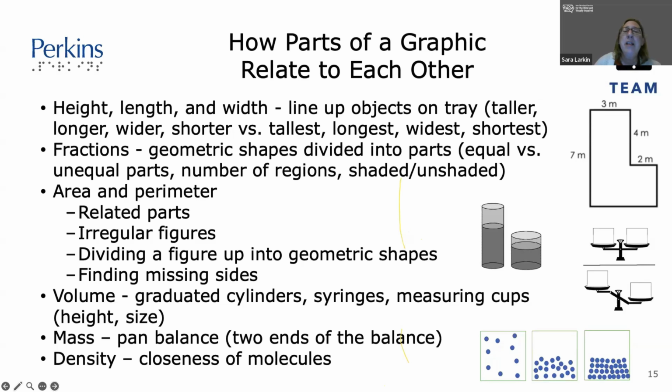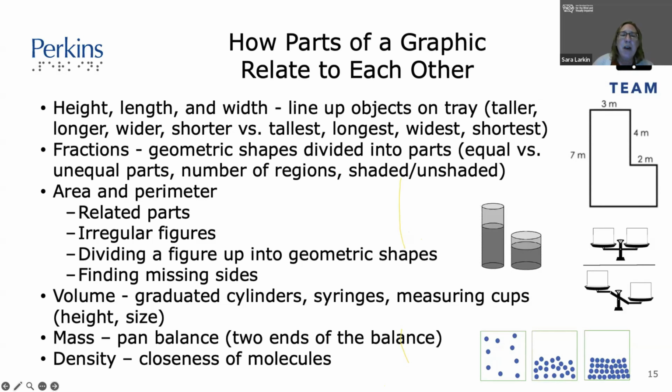If I'm doing the pan balances, the idea is that if they are the same height, those are equal masses or equal weights. If instead one side of the pan balance is higher, that part that's higher is actually lighter. The part that is lower is the part that is heavier. So include some of those concepts in your description.